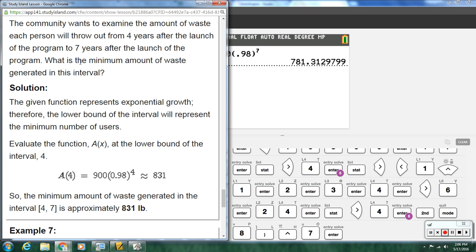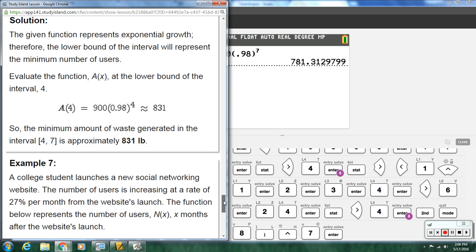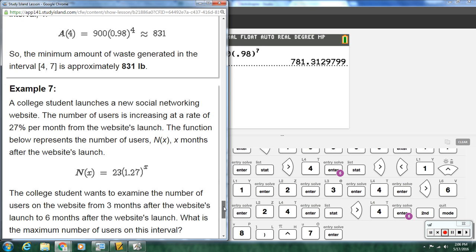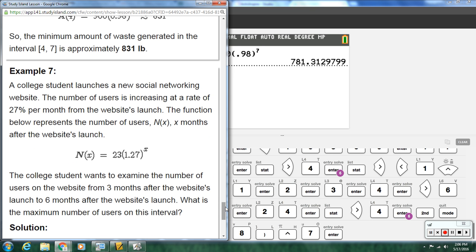Because I'm afraid I could stand here and try to explain this over and over, and some of you would never understand what I'm doing. So let me go to this one. See if you can tell me what to do here. Alright, a college student launches a new social networking website. Somebody creates a new Facebook. That would have been great. The number of users is increasing at a rate of 27% per month.